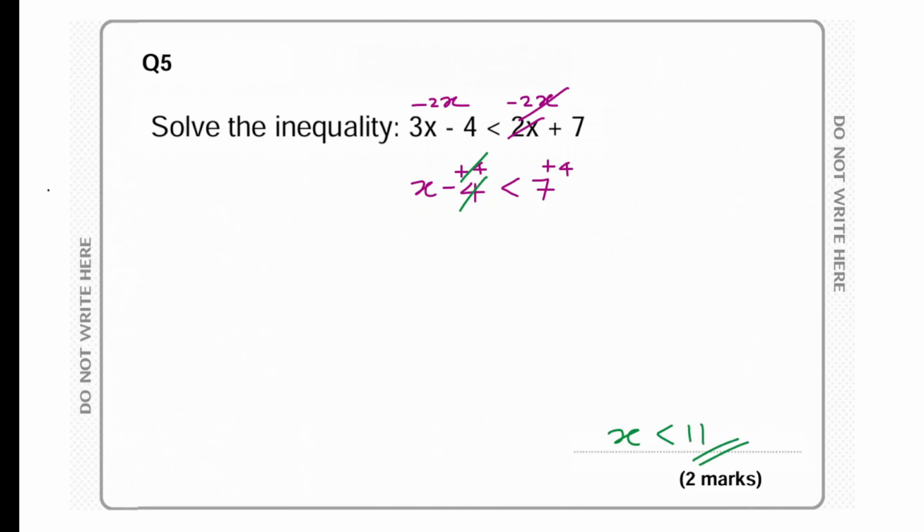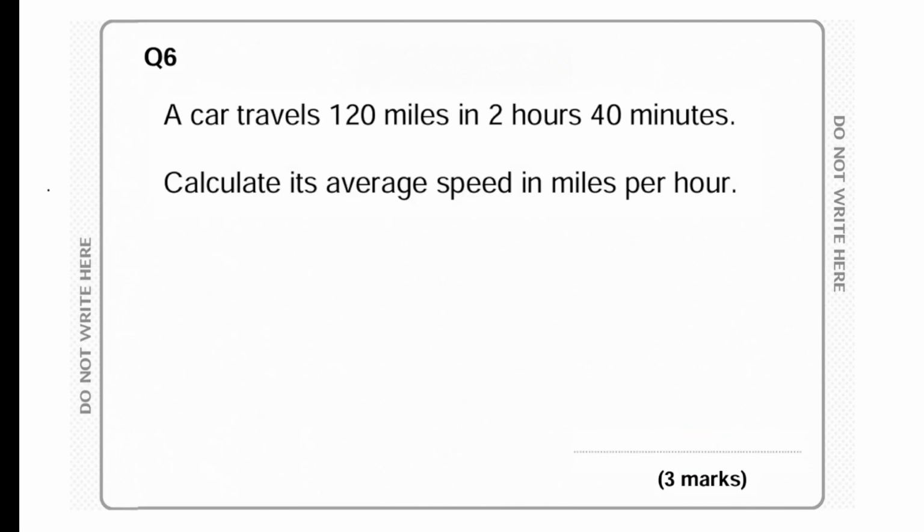Here you can see question number 6. This is about speed, distance, and time. A car travels 120 miles in 2 hours and 40 minutes. So the distance here is 120 miles and the time is 2 hours and 40 minutes. Calculate its average speed in miles per hour.